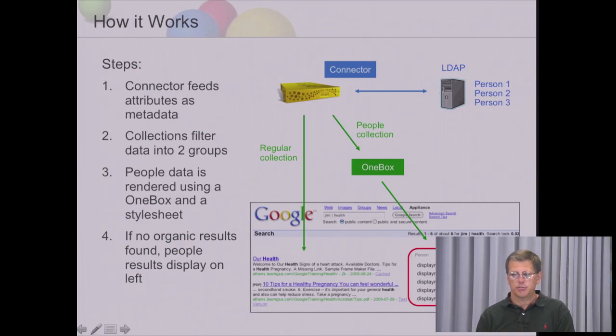Now, this is what the results are going to look like by default out of the box, unless you put some style and some XSL code or some HTML code around it. We're going to show you how to get these search results first, and then we're going to show you how to enhance them. There's going to be another collection. In this case, we'll use the default collection, but this collection will have to be modified so that it does not include any of the people data that was fed by the connector.